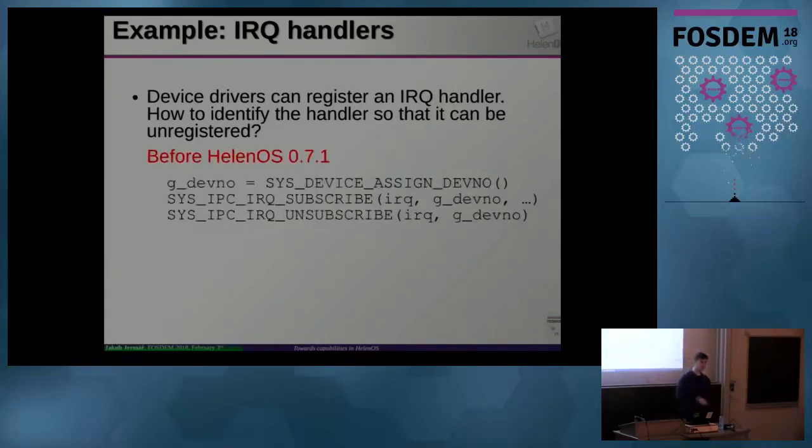So before HelenOS 0.7.1, HelenOS supported three syscalls. The first syscall, sysdevice assign devnode, was a syscall used to assign a device number, but it wasn't anything more than a syscall which would routinely assign a number from a global pointer and then increment the pointer. Then you could use this global identifier to subscribe your interrupt handler, which in this case is referred to by the IRQ argument. And you could also use it to unsubscribe the same.